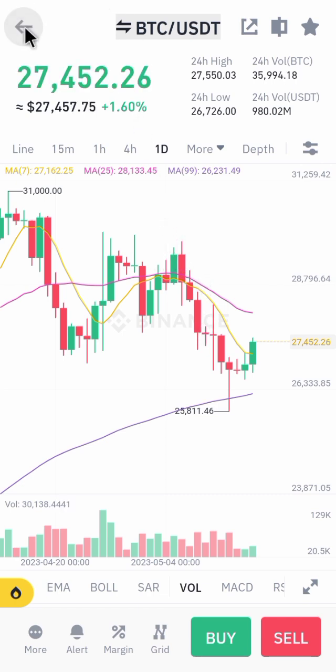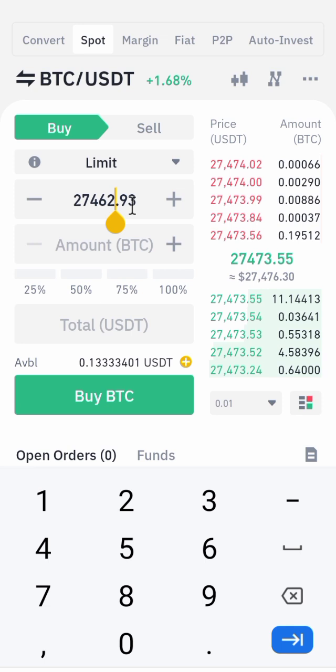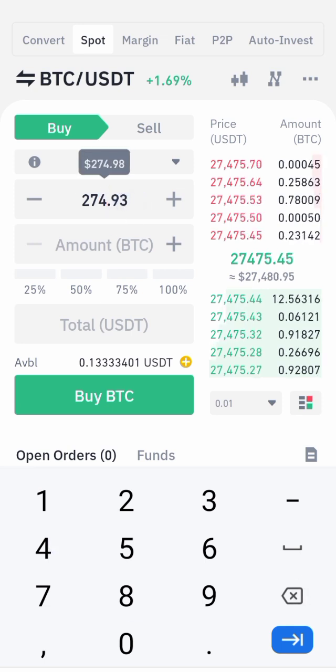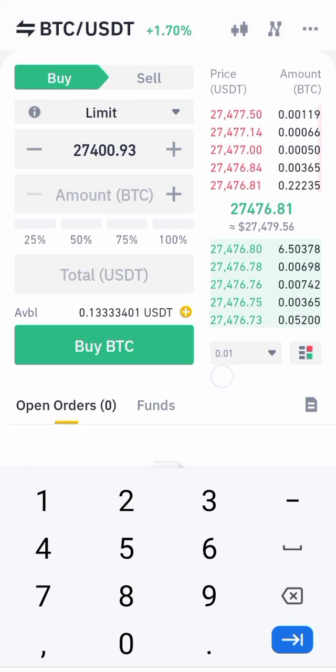Now that I want to trade here, I can say it is on limit. The Bitcoin price is 27,468. When Bitcoin reaches, let's say, 27,400, then I want to enter into the trade. Then I select the amount I want to use to trade. Unfortunately, my balance is 0.1 USDT, and the minimum amount that I can use to trade is 10 USDT.